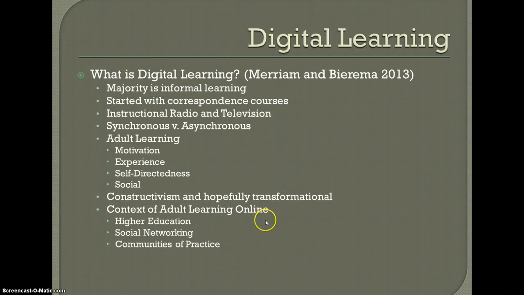Context of adult learning: there's higher ed, social networking, communities of practice. Most digital learning is informal. For instance, Googling something, or maybe going through a course questionnaire, a course on a website. But you will have learned most of this by reading Merriam and Bierman.